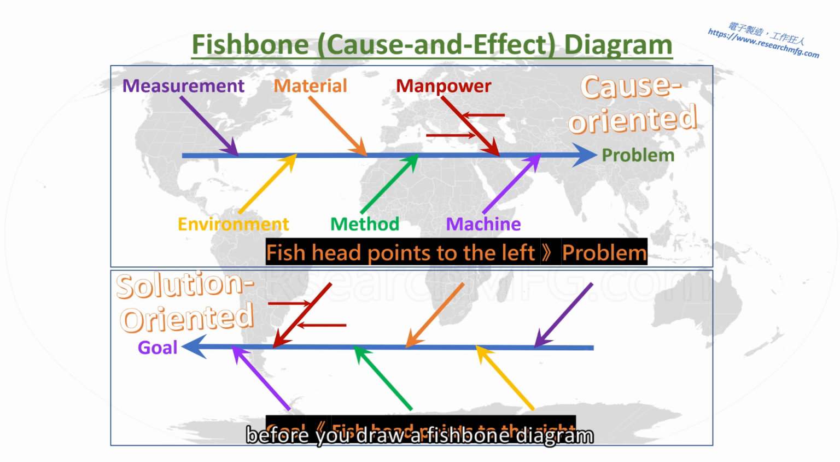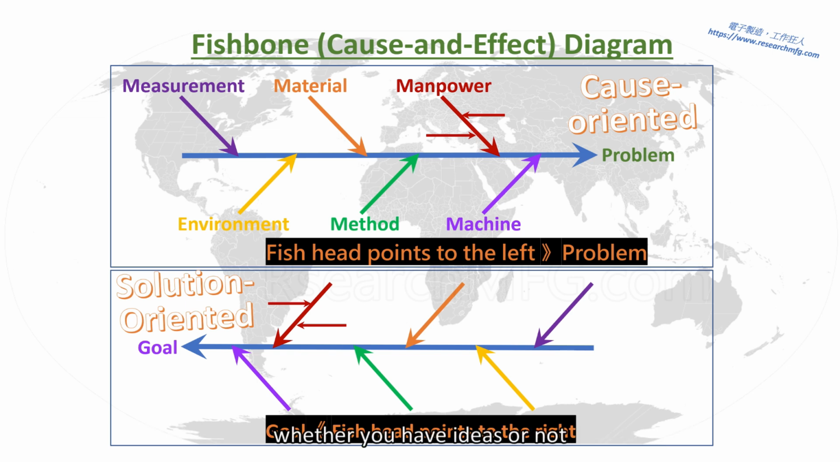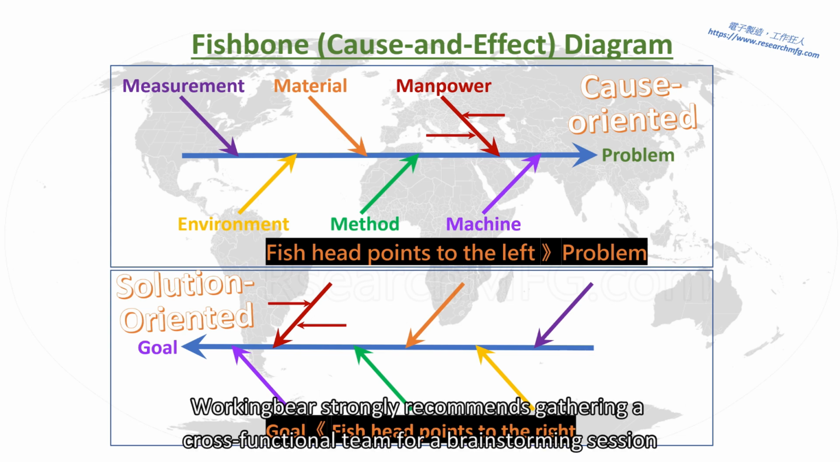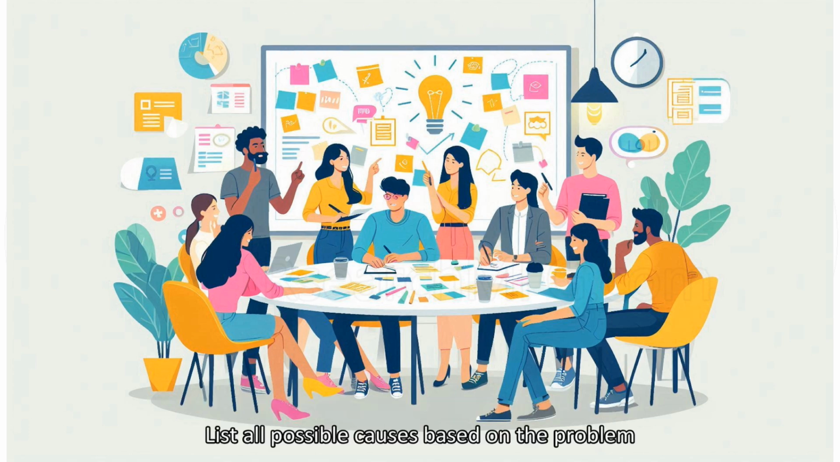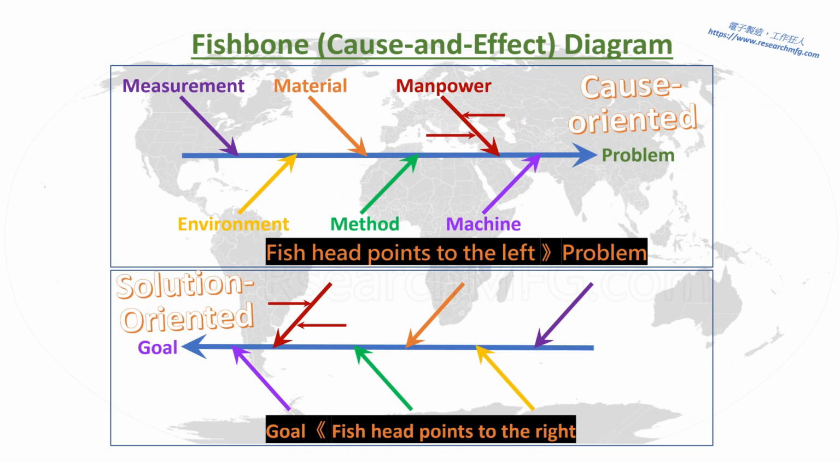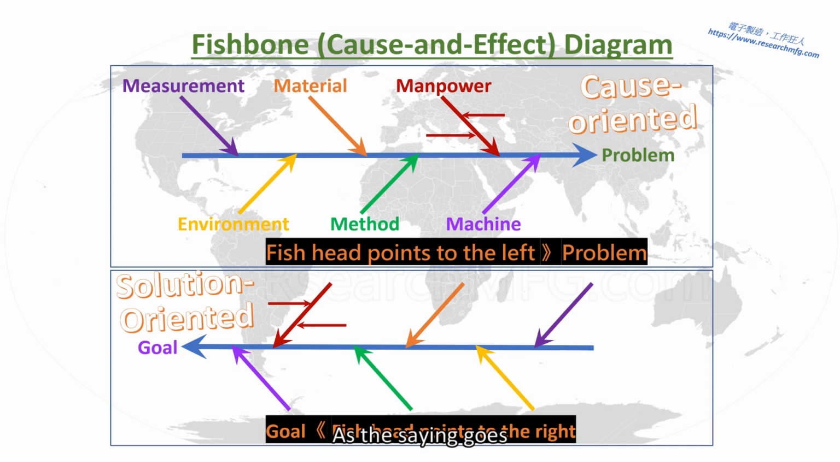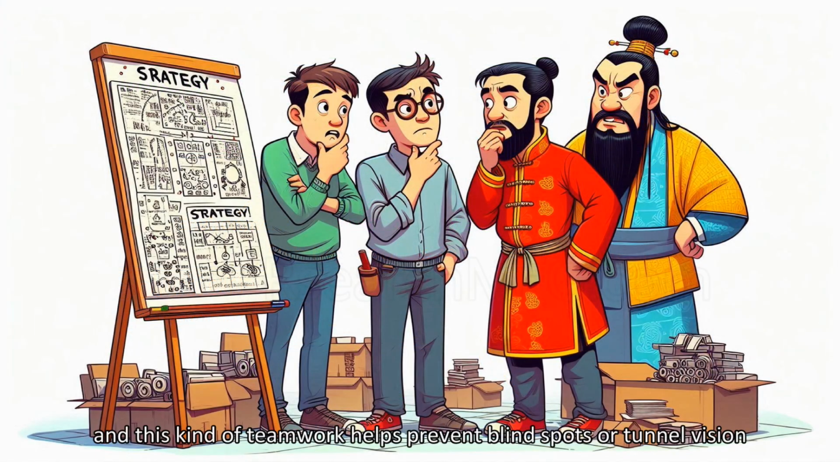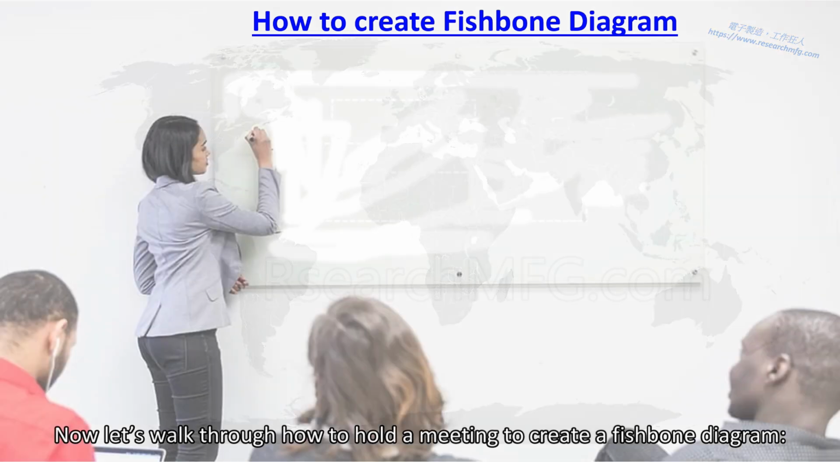So, before you draw a fishbone diagram, you should already have some ideas about what might be causing the problem. Actually, whether you have ideas or not, Working Bear strongly recommends gathering a cross-functional team for a brainstorming session. List all possible causes based on the problem. Then use the fishbone diagram method to organize and discuss the likelihood of each cause. As the saying goes, two heads are better than one, and this kind of teamwork helps prevent blind spots or tunnel vision. Now let's walk through how to hold a meeting to create a fishbone diagram.